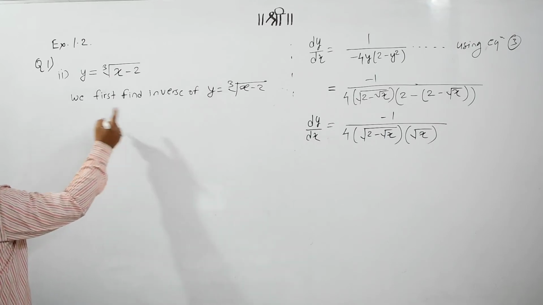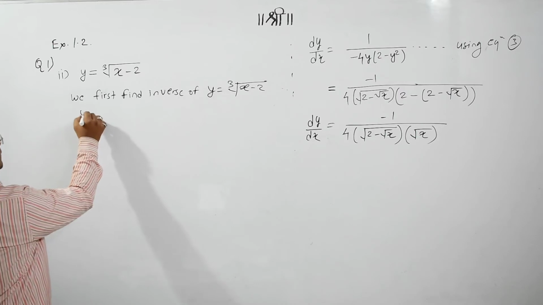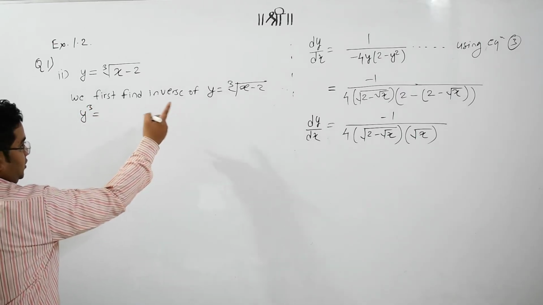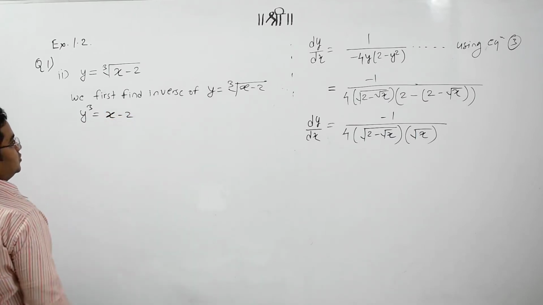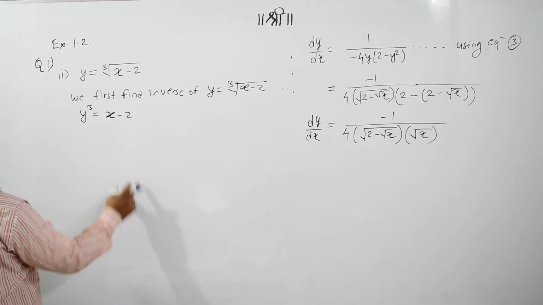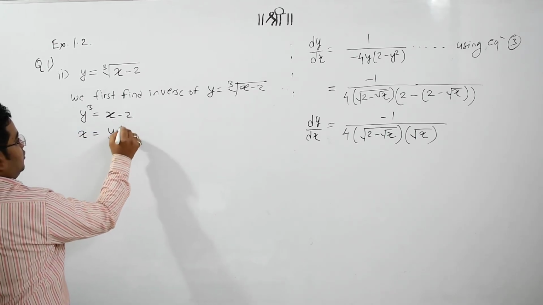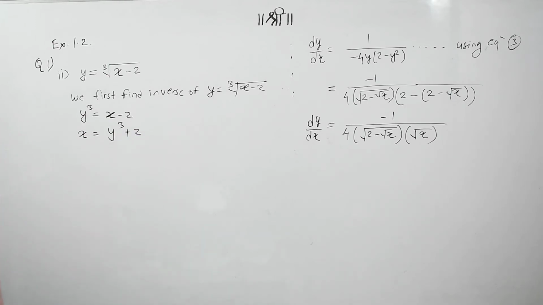Now what will we do next? So we take the cube of both sides. So y cube, and the cube root goes away. So therefore x minus 2 will be the remaining part. Now next step is what? x is equal to y cube plus 2. That's it, nothing else. This is as far as we have come.